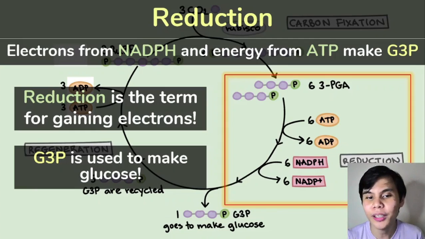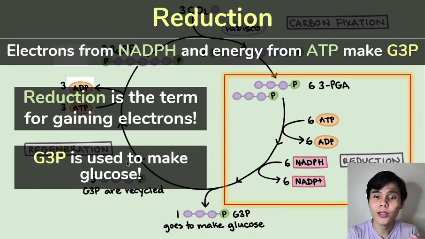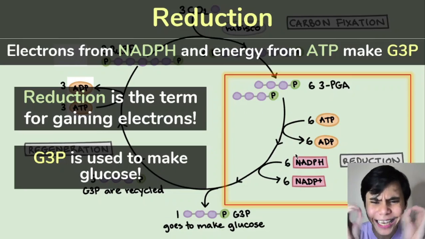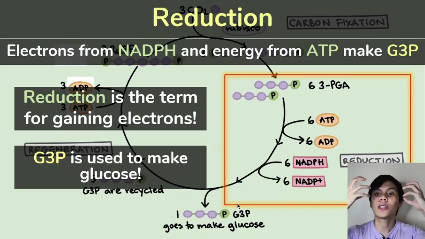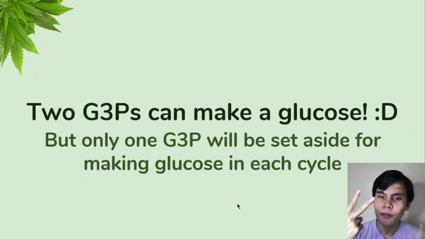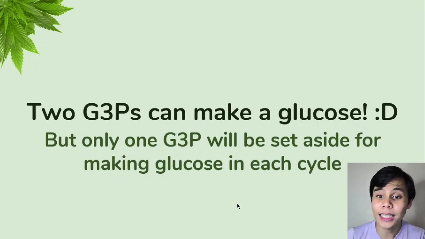Let's just remember G3P, because G3P is used to make glucose, right? So again, reduction: in this background here, we have ATP and NADPH. We're just shoving energy and electrons into that molecule to make G3P, an energy-rich molecule that's used to make glucose. 2 G3Ps can be used to make 1 glucose. But for every turn of the cycle, only 1 G3P will be spared for making glucose in each cycle.